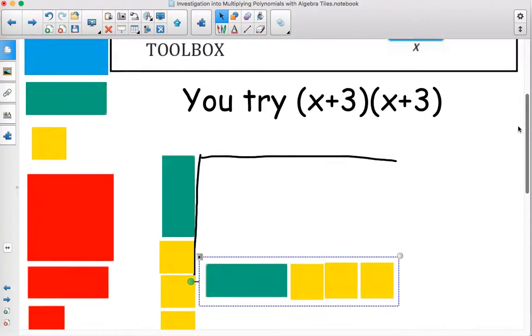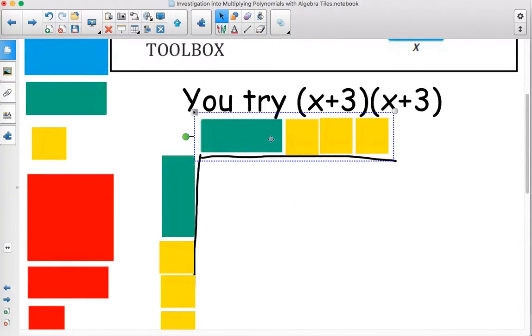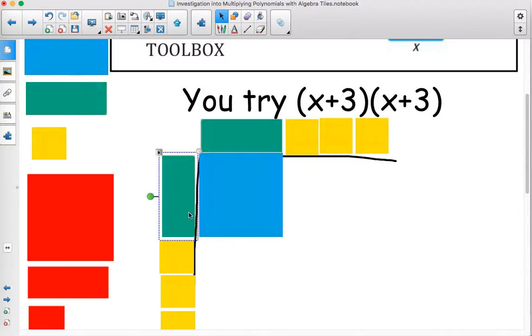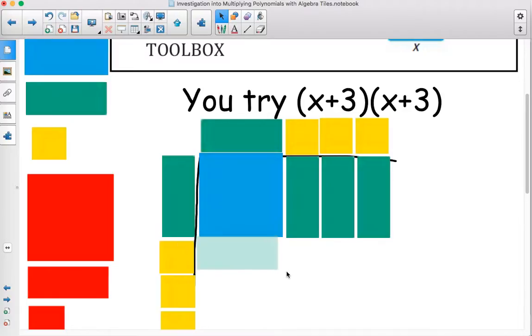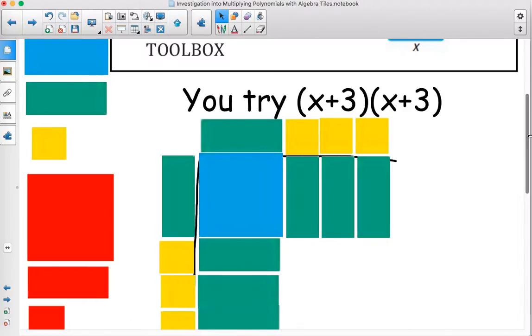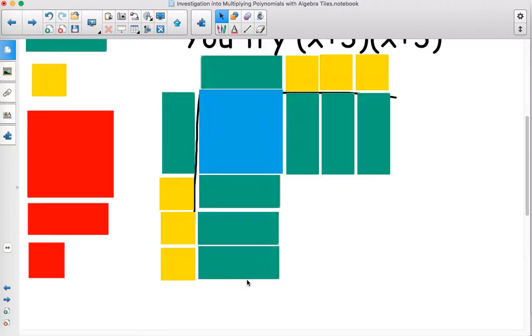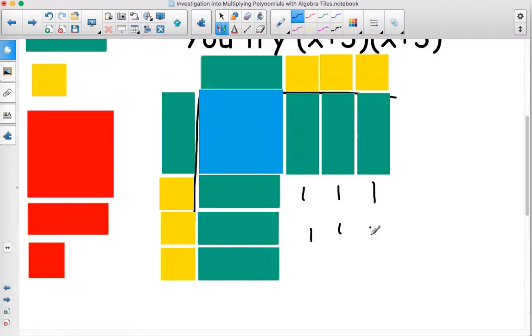And what do I end up with in total in there? Well, I'm going to see I have an x by x, that's an x squared. Now I'm going to get 1, 2, 3 vertical x's, and 1, 2, 3 horizontal. In total, I would say there's 6 x's. And then I'm not going to put them down here, but you can imagine how many yellow ones am I going to have down here? I'm going to have 9 of them. I have 1, 2, 3, 4, 5, 6, 7, 8, 9.